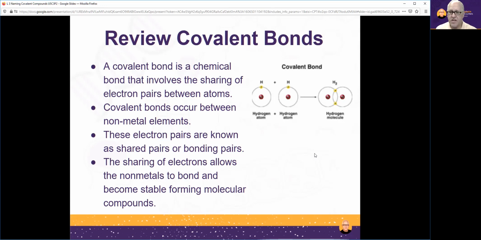And here we have an example of the hydrogen atom. And remember, hydrogen is a nonmetal, even though it's all the way on the far left of the periodic table. It only has one electron, but it's going to need two to become stable. And so hydrogen is going to form a shared bond with hydrogen, making H2, making the hydrogen molecule.